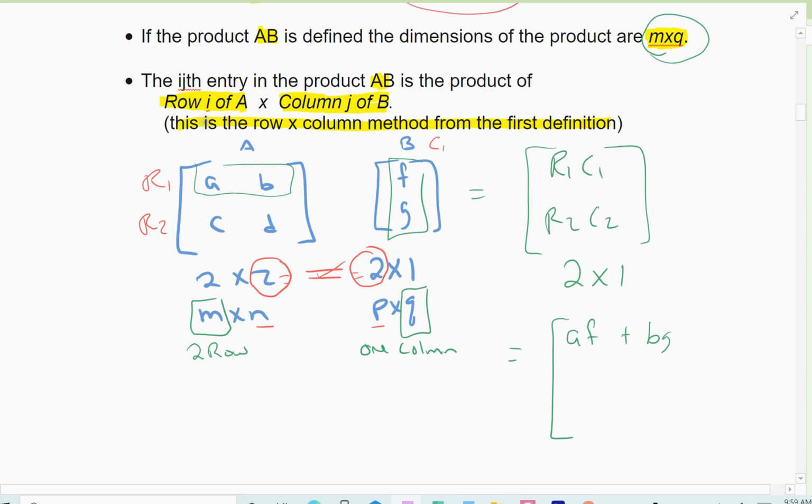And then I do the same thing for the second row. Right? So I take the second row times the same column, and so I get C times F plus D times G, and there is my 2 by 1 matrix doing my multiplication. All right, I multiply down this row. So again, left to right down the row, top to bottom in my column, just like the last example.